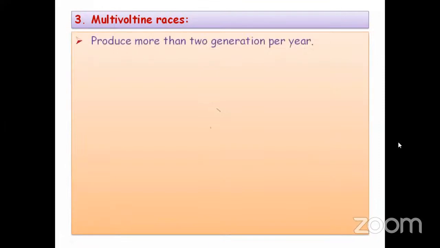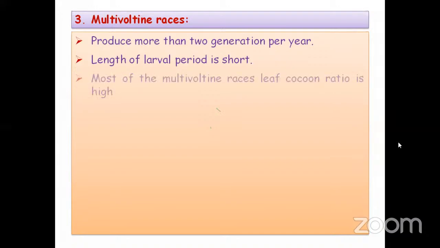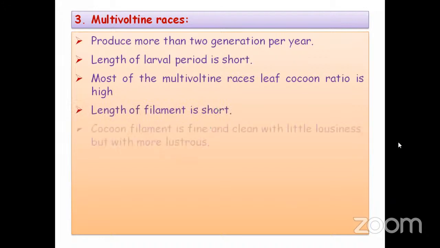Then multivoltine races. They produce more than two generations per year. The larval period is very short as compared to univoltine and bivoltine races. In most multivoltine races, the leaf cocoon ratio is high and the length of the filament is short. The cocoon filament is fine and clean with little looseness, but with more luster.